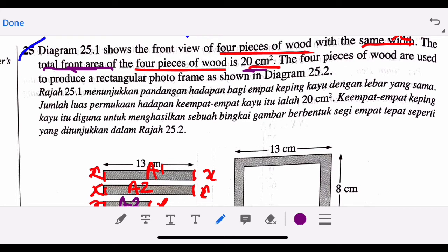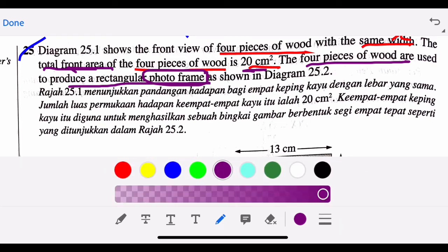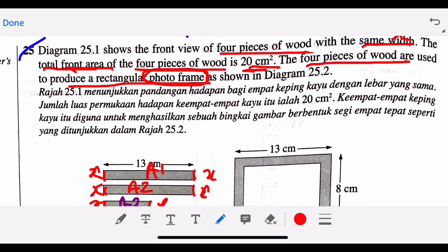So you must understand. Okay, the 4 pieces of wood are used to produce a rectangular photo frame. See or not? Photo frame. So this is actually an important keyword. Alright, so I will highlight the photo frame many times.